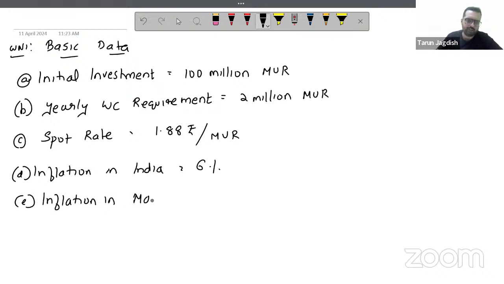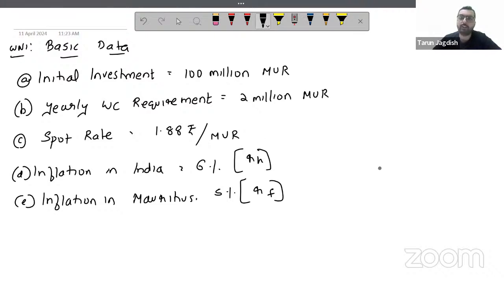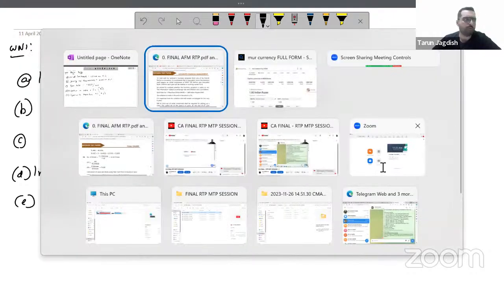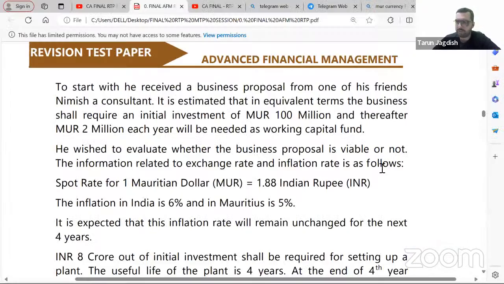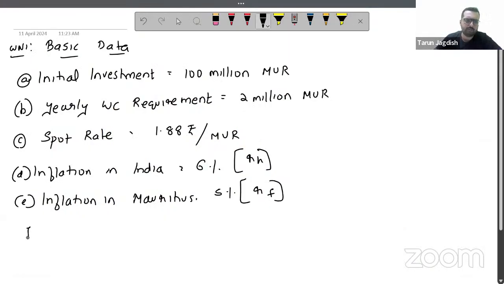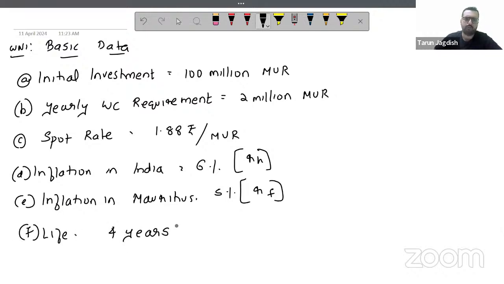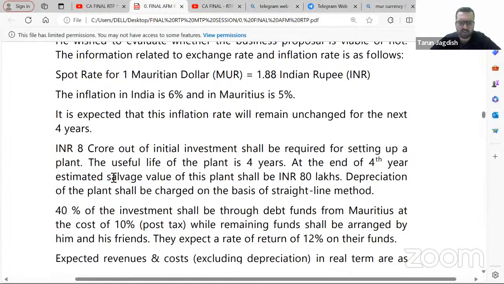Inflation in Mauritius is 5%. So tell me, friends, which one will be RH and which one will be RF? Mauritius will be RF because it is the denominator. Rupee will be RH because it is the numerator. Everybody clear? In the question that we did in class, it was Rand per rupee, so African Rand became RH and rupee became RF. Inflation will remain the same for the next 4 years. So here we are having a life of 4 years. This part we have done in our class.